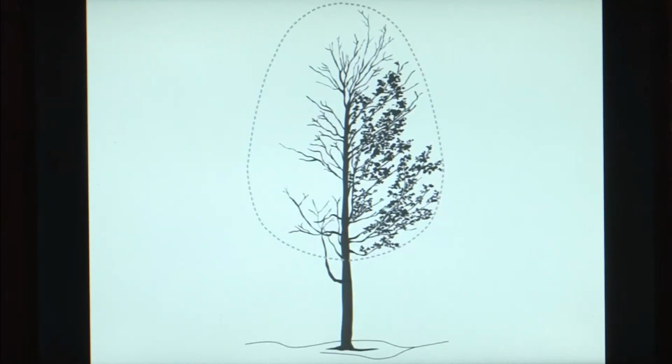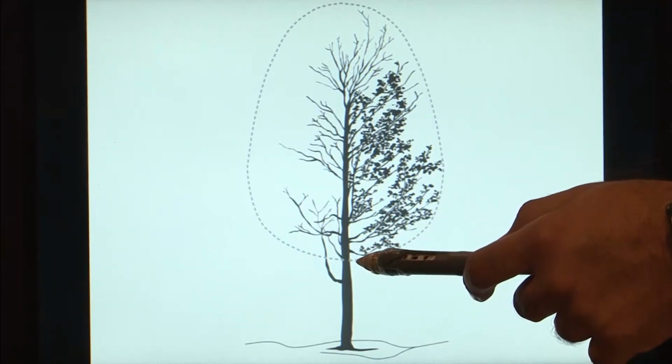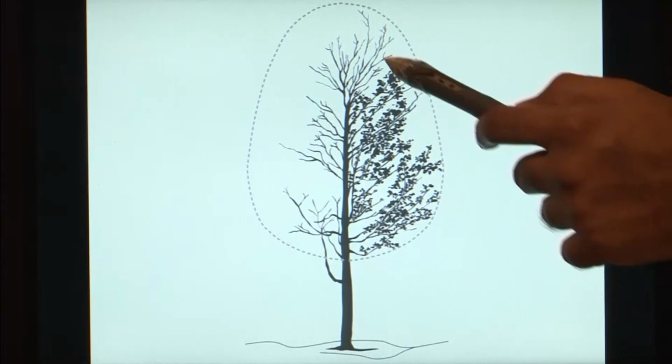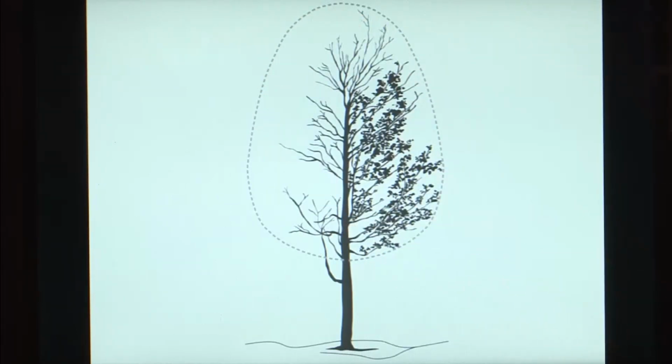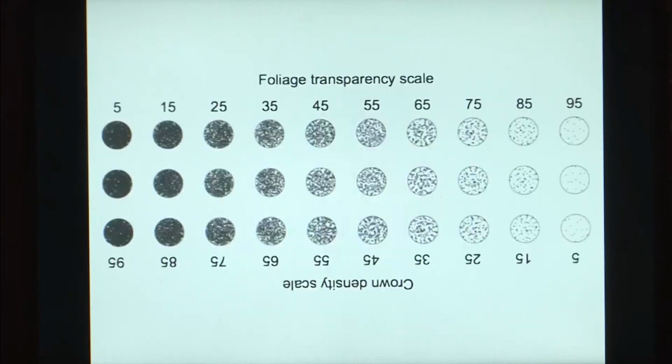To look at it in figures, for instance this is your tree, more than half of it is already dead or maybe defoliated, but we are going to reconstruct the whole crown by taking its base. So, here we have the base of the crown, then we reconstruct the whole of the top portion of the crown. Once we have done that, we need to calculate the amount of light that is going through by using this foliage transparency scale.